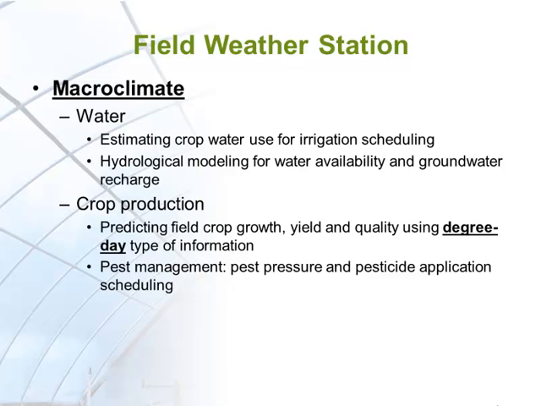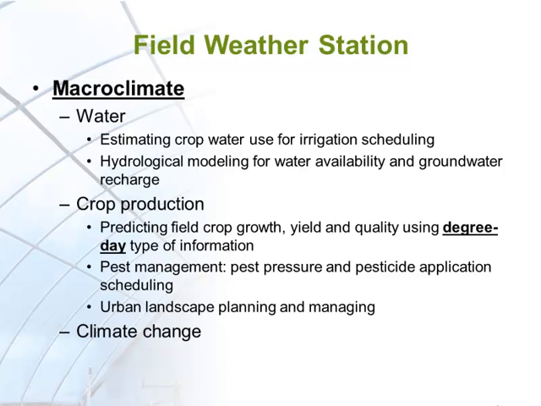Another use of this kind of information is for urban landscape planning and management. For urban planning, the macroclimate information is helpful for selecting proper plant varieties for a given light, temperature, and the precipitation of a given region. Of course, the recorded climate information over time also can be used for climate change type of analysis.